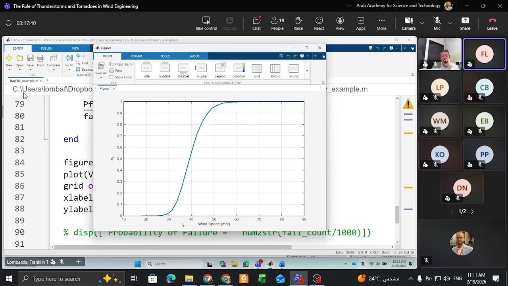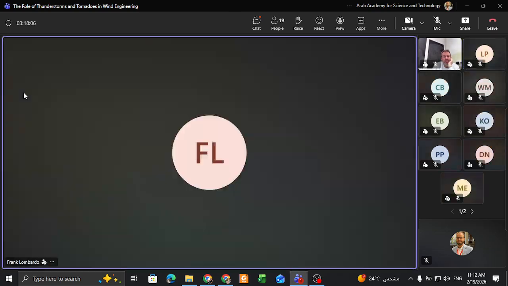And this is pretty typical in wind too, where between 30 and 50 meters per second is where all the interesting things happen. You almost always have damage initiation within this particular range of speeds. Okay, so let me stop sharing that, and I'll share the fragility with you.